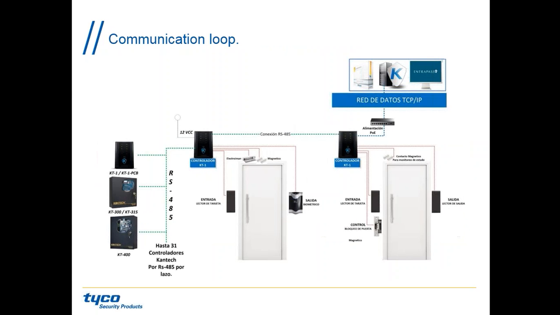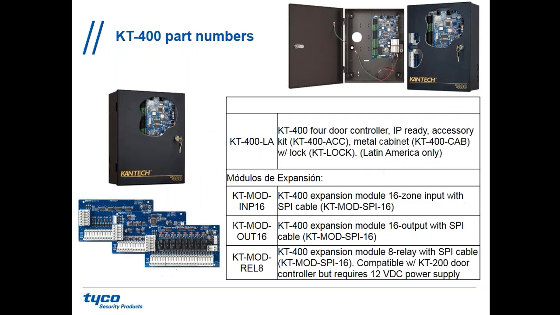And communication loop, here we have the computer with the software. We have KT1, KT1, KT315, KT400, all in the same loop as we explained before. Part number, we have KT400LA, we have input board, output board, relay board. Please notice that we have KT-400LA. This is the same controller.